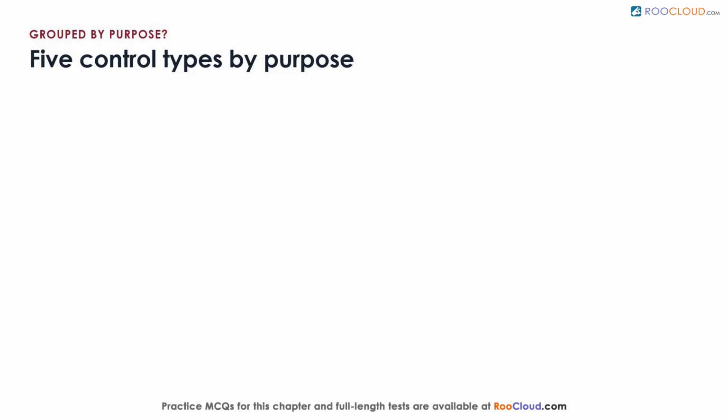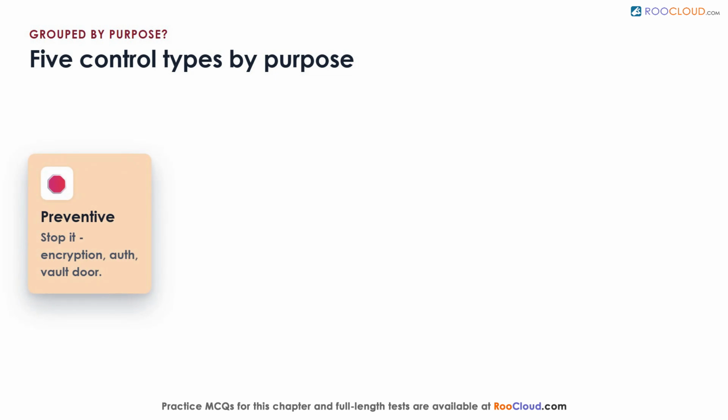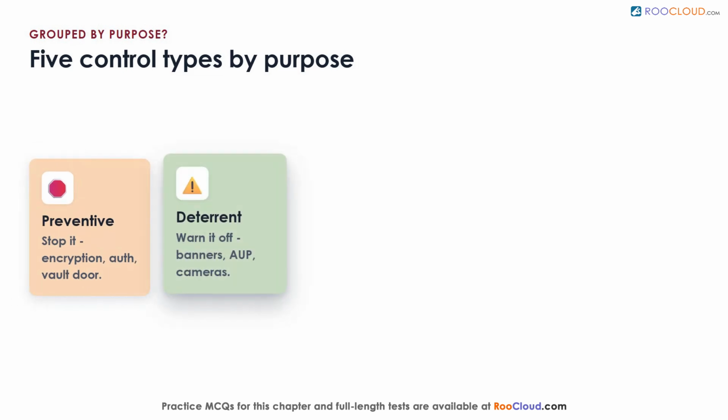Now let's group controls by purpose. This is the classification you must know cold. What is a preventive control? It stops a violation before it happens. Encryption, authentication, and a vault door. What is a deterrent control? It warns people off an attempt. Login banners, acceptable use policies, and visible cameras.